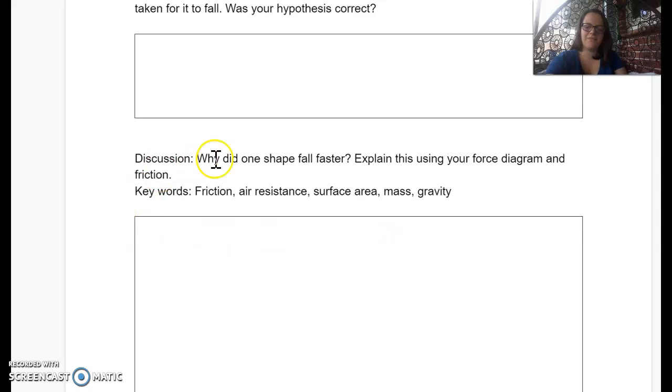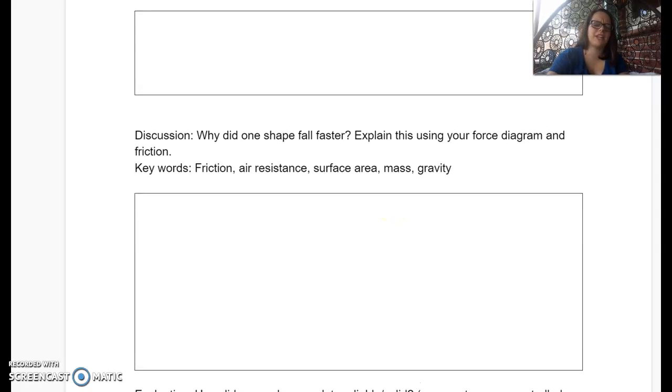Next is discussion. In the discussion, you're explaining the science behind why your relationship happened. So I've given you a bit of hints here, but for this, it's basically why did one shape fall faster? And explain this using your force diagram and friction. And so for this, keywords I've suggested are friction, air resistance, surface area, mass, and gravity. There may be other words you want to use here, but these are the ones I do recommend using at the very least. And they all relate to what we've been learning over the past week or so.